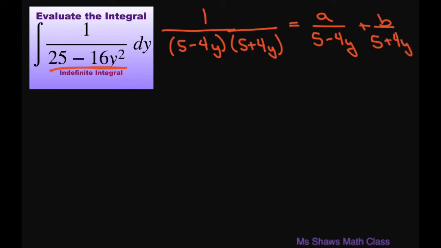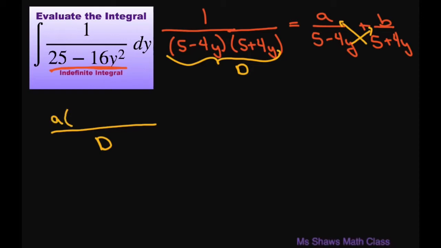Now I'm going to let this be my common denominator. I'm going to keep writing D for that. So when I cross multiply this, I'm going to get my common denominator. I'm just going to put D, it saves some time, and do the butterfly method and cross here. So that's going to be A times 5 plus 4y plus B times 5 minus 4y.